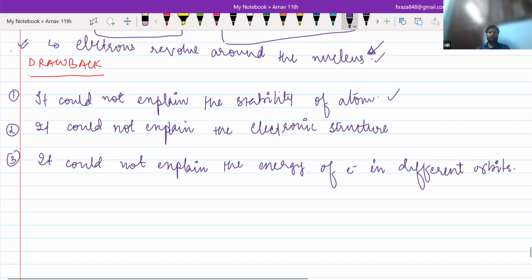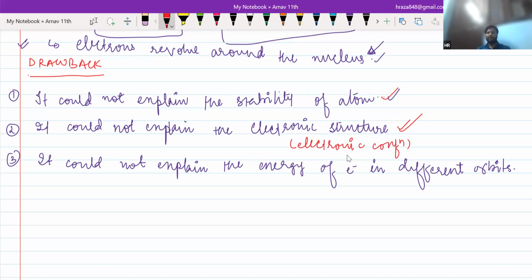So first drawback is that nothing about the stability of atom, electronic structure, and then could not explain the energy of electron in different orbits. Please write. Electronic structure, that means basically electronic configuration. How many electrons will reside in first cell, second cell, third cell? That is electronic structure.